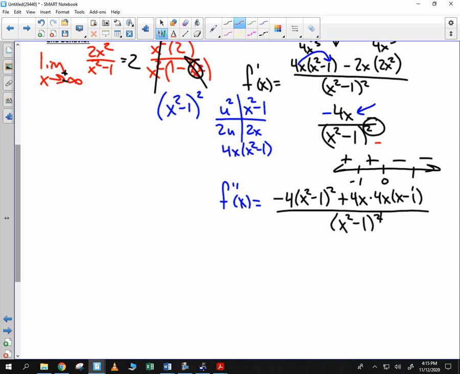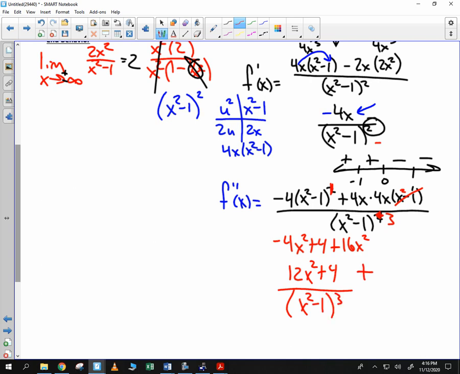Notice how they all have an x squared minus 1, so we're going to get rid of those x squared minus 1s, reduce that to 3. And at the top there, now I have a negative 4x squared, I have a plus 4, and then I have a plus 16x squared. And I get 12x squared plus 4, all over x squared minus 1 quantity cubed. Notice how the top is always positive. I'll now check negative 1 and positive 1.